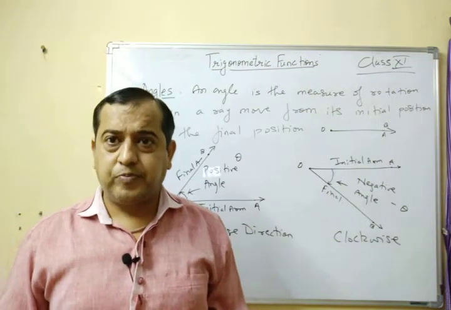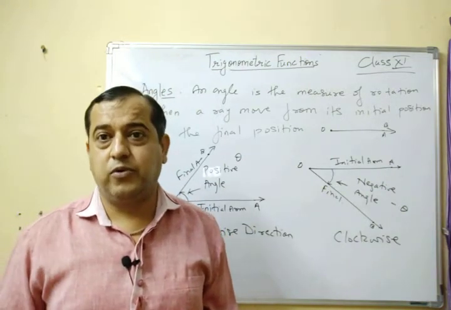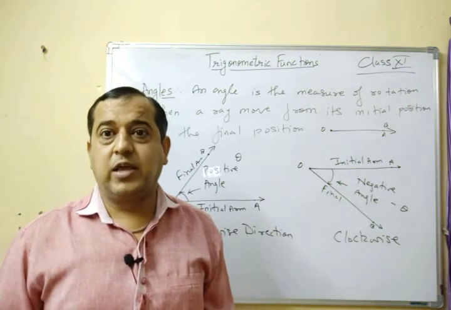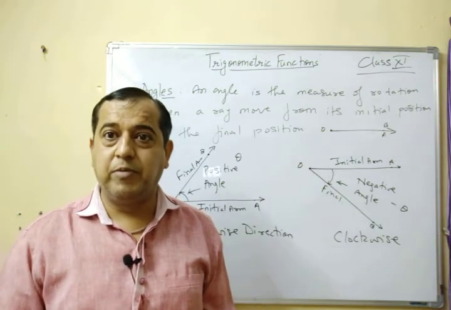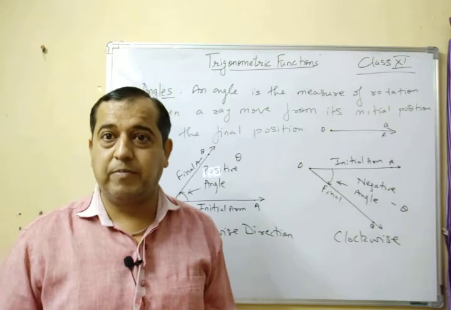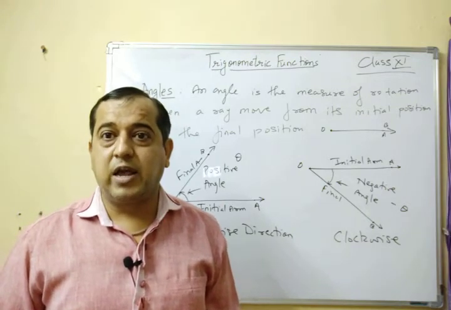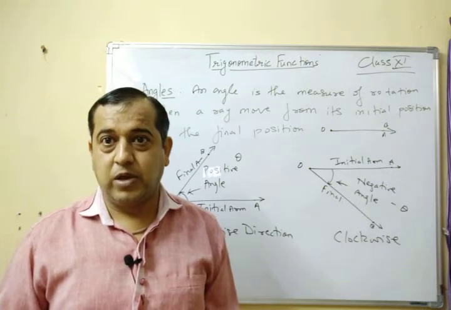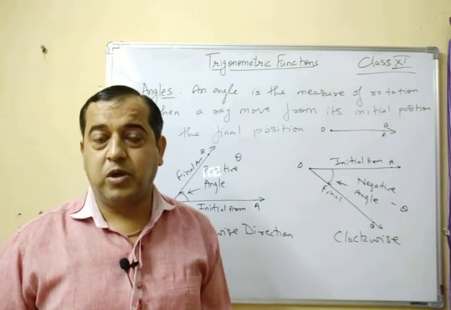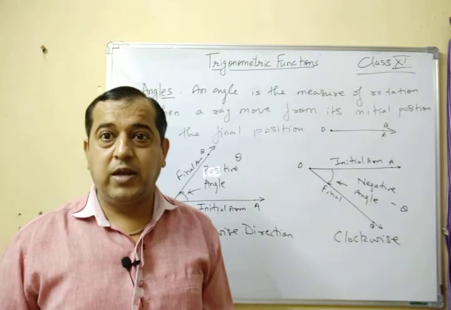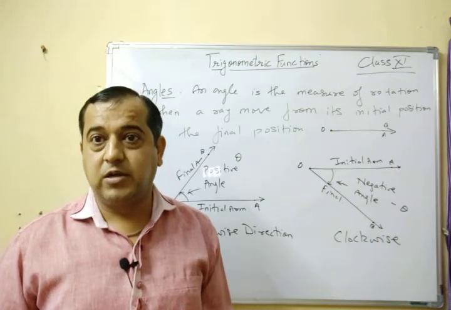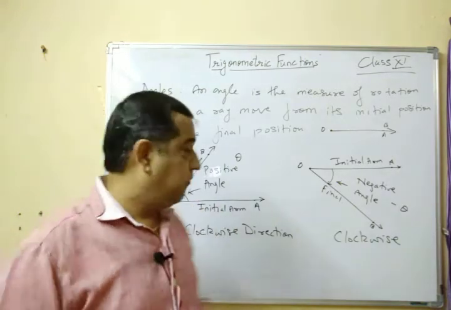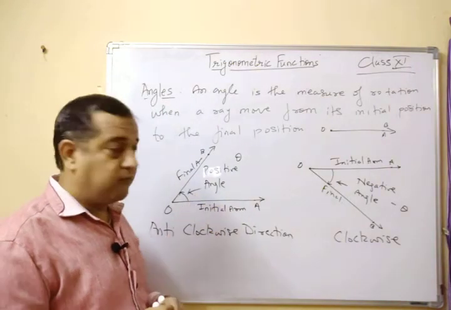Coming to measurement, there are two measurements for angle. Just as in the case of length you have studied millimeter, centimeter, meter, kilometer, in which you can measure, likewise angle can be measured in two different units. One is the degree unit which you have already studied. Okay, what is 1 degree? 1 degree is the 1/360th rotation of the arm from initial to the final position.